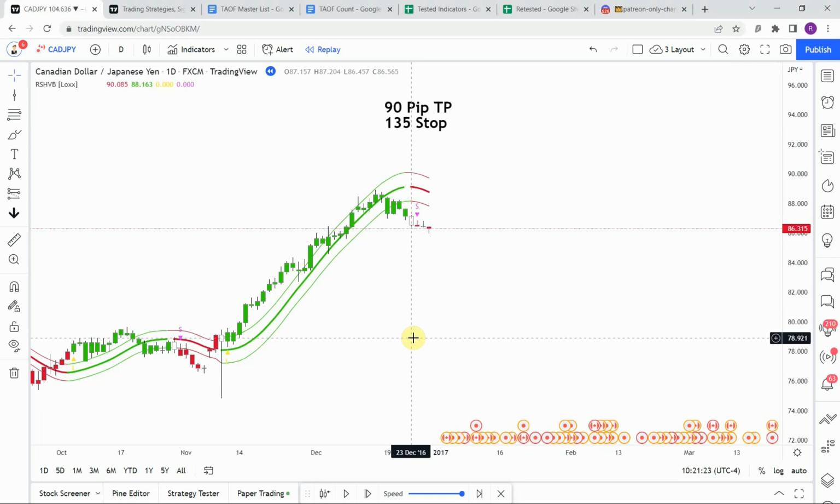Today we will be testing the Roger and Satchell Estimator historical volatility bands.